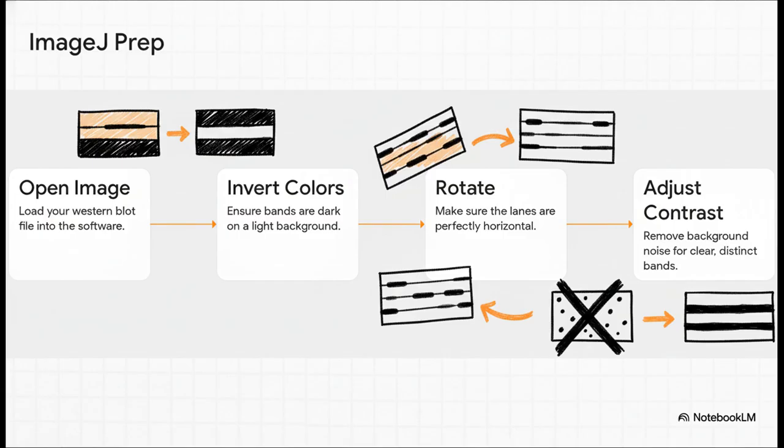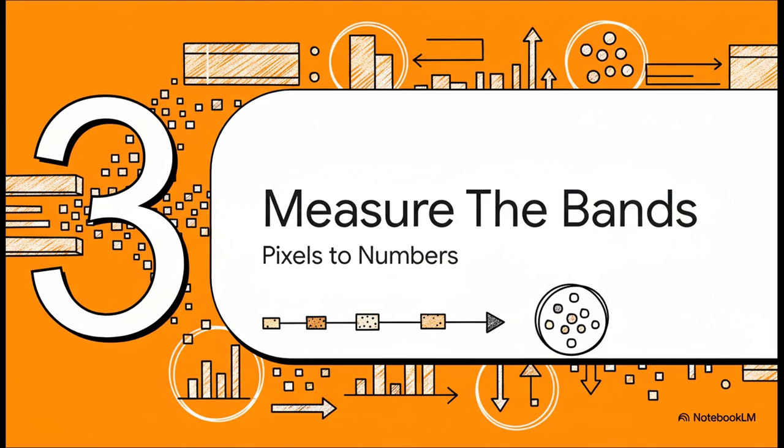Next, take a close look. Are your lanes perfectly straight? Probably not. Use the rotate tool to get them nice and horizontal. And finally, play with the brightness and contrast. Your goal here is to kill as much of that background noise as you can, making your bands of interest pop.